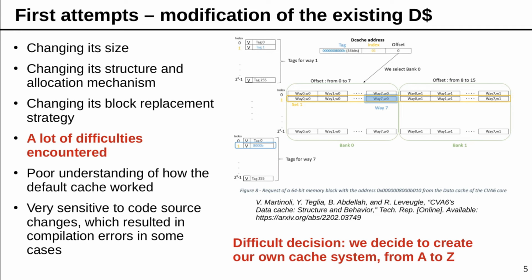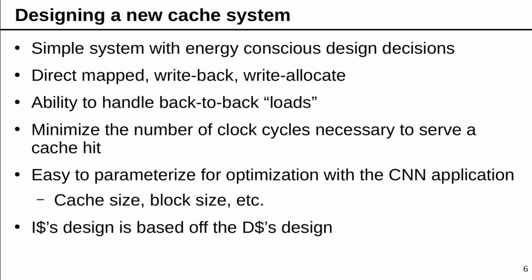Our initial attempts to modify the existing system were mostly unsuccessful. This was in part due to the sparse amount of documentation that exists on CVA6's cache. We thus decided to start from scratch and create our own, hoping to be better prepared for optimizing its energy usage in our application. Our number one goal was to build a simple cache that could be parameterized for the CNN program.